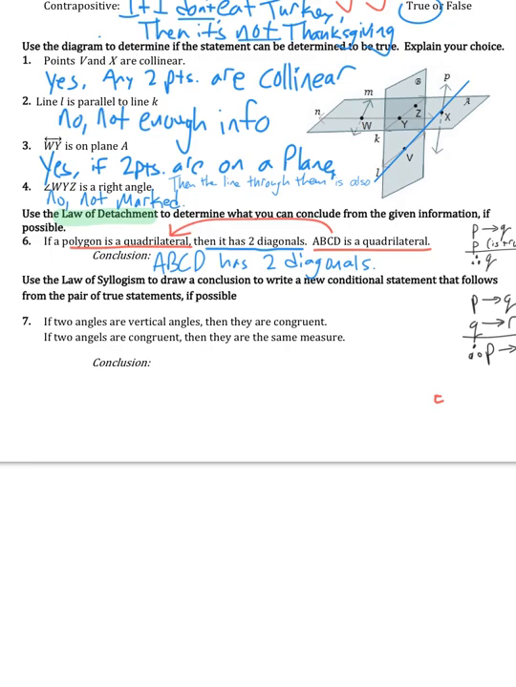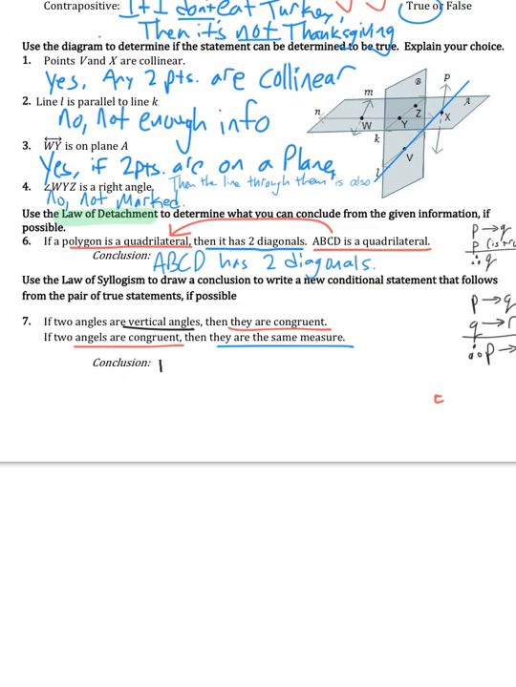We say this: if 2 angles are vertical angles, then they are congruent. But if 2 angles are congruent, then they are the same measure. Notice they're tied together by these 2 statements here. All right. And so we can go from the first thing to the second thing.